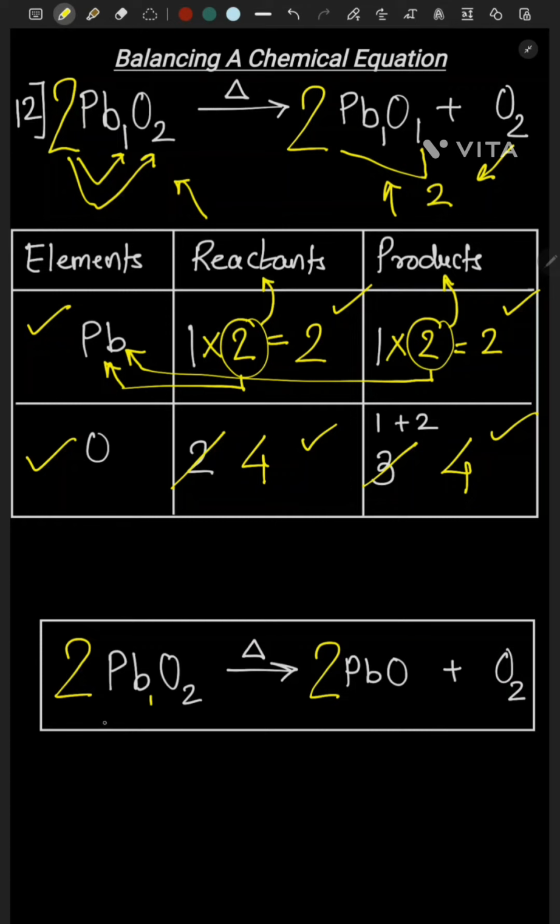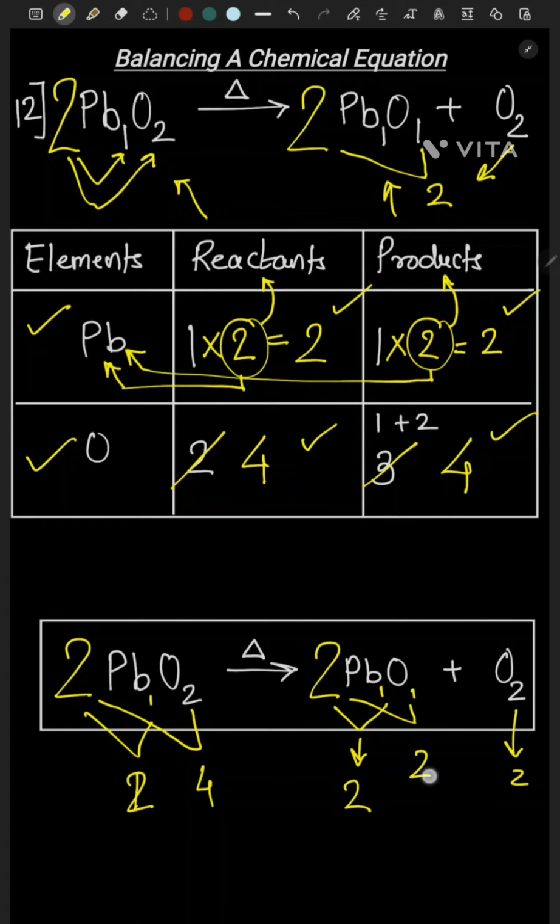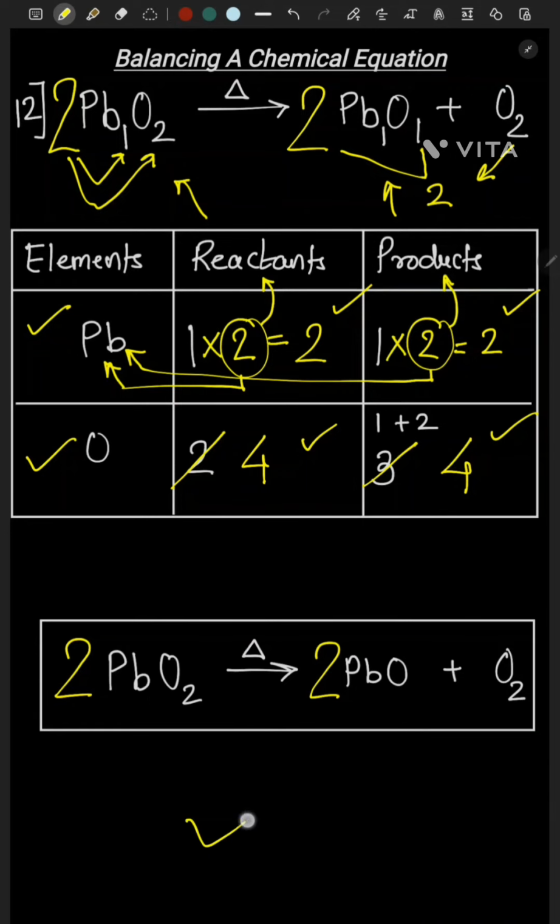When you tally them, lead has 2 atoms. Over here, lead again has 2 atoms. Oxygen: 2 to the 4. This 2 plus this one, 2 on the 2, so on adding, it also becomes 4. Hence, everything seems to be equal. When everything is equal, then the reaction is balanced.